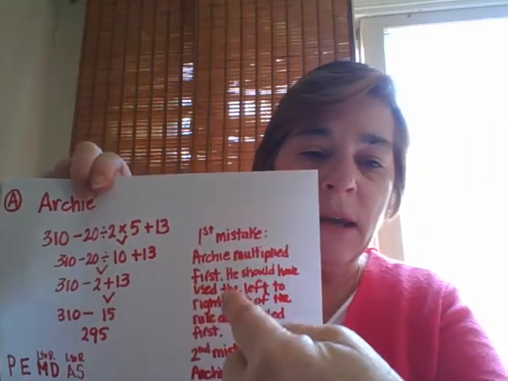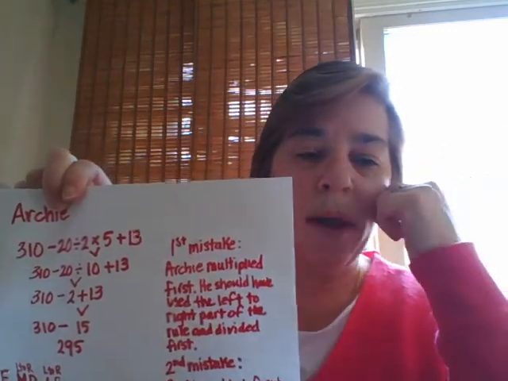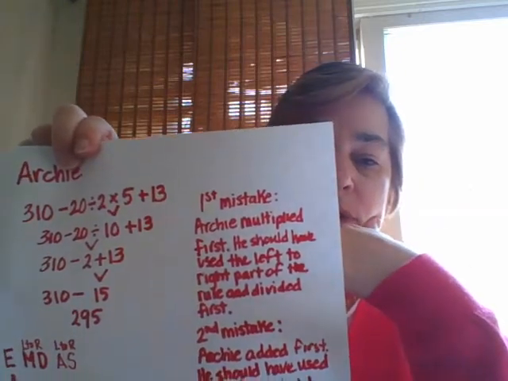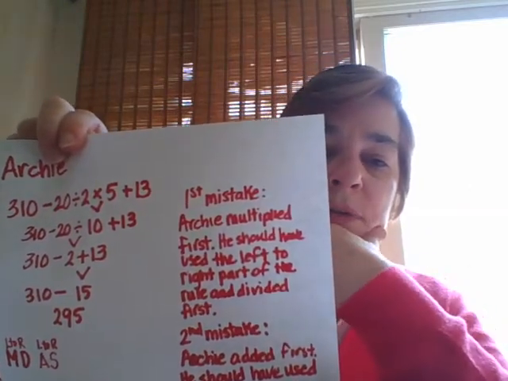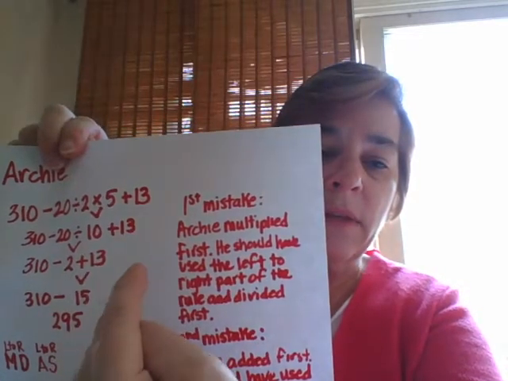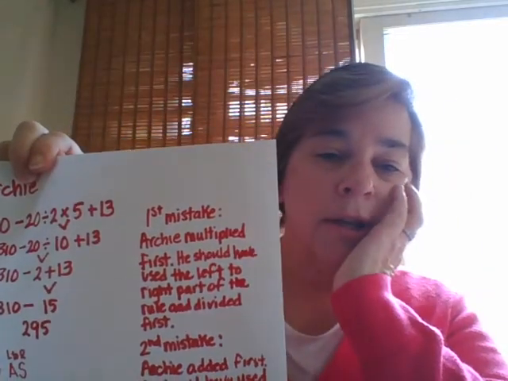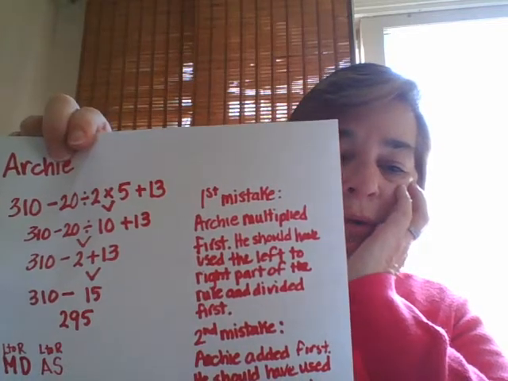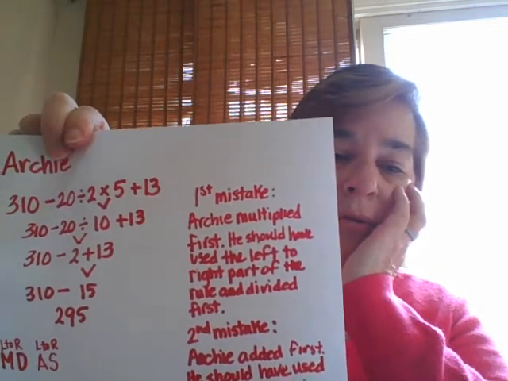The second mistake comes here when he does the same thing for addition and subtraction. That's a left to right rule too. And so he should have gone left to right, which means that he would have hit the subtraction first before the addition, but he adds. And so he gets 295, and that's wrong. So those are his 2 mistakes. So there's the Archie part of the problem.